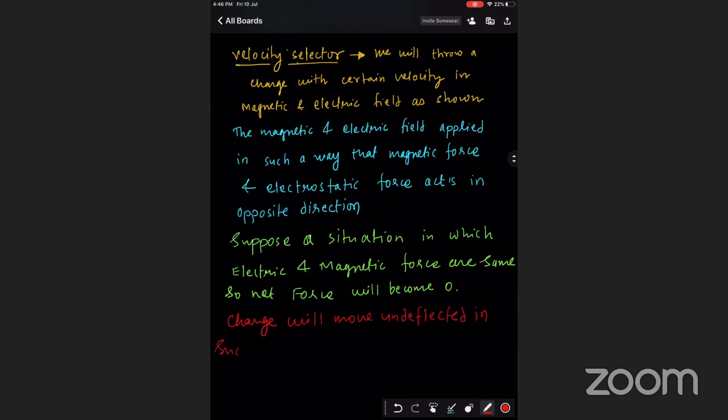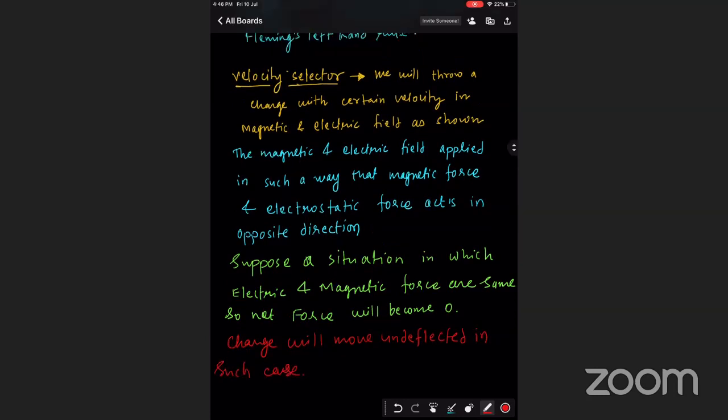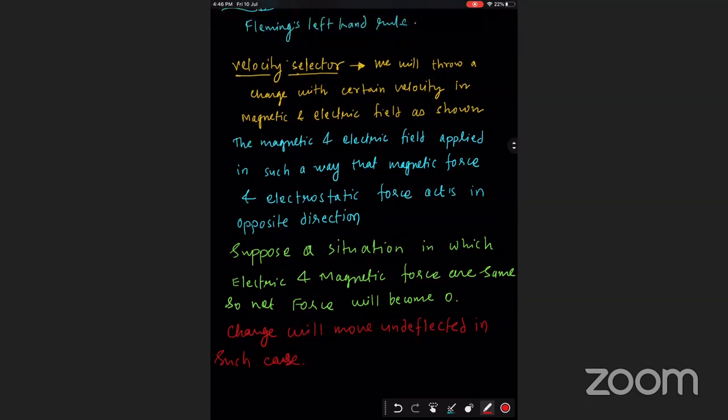Now read everything again. Give it a quick reading again. We will throw a charged particle with certain velocity in a magnetic and electric field. I'll show you the diagram. The magnetic and electric field are applied in such a way that the magnetic force and electrostatic force act in the opposite direction. Suppose a situation in which electric and magnetic forces are equal. Then the net force will become 0, and if net force is 0, the charge will move undeflected.